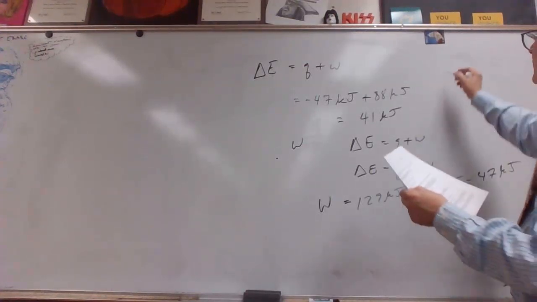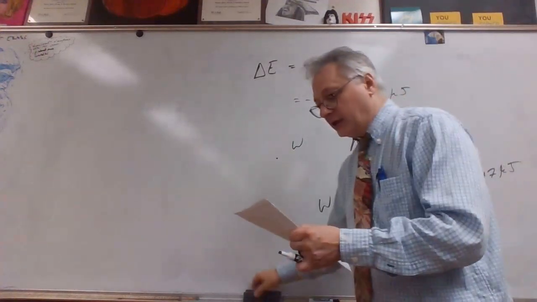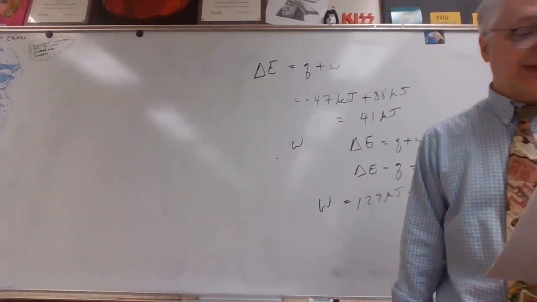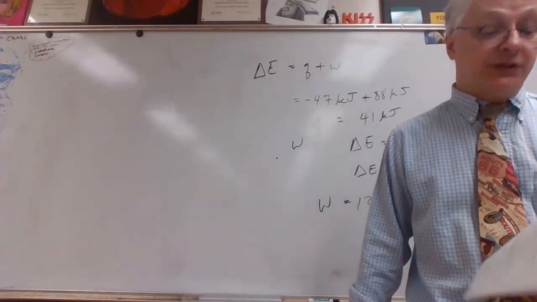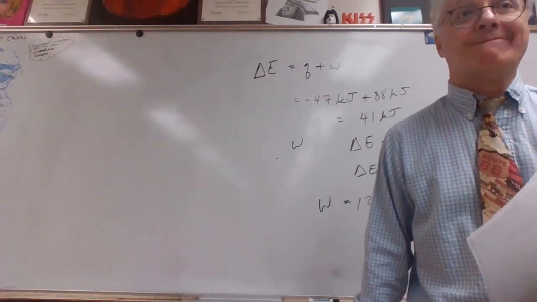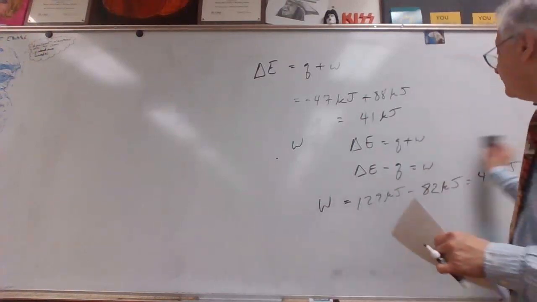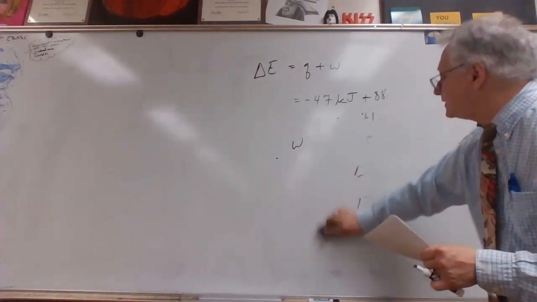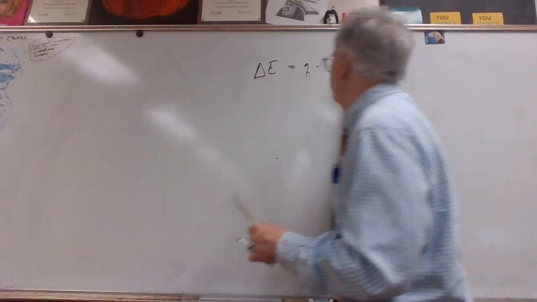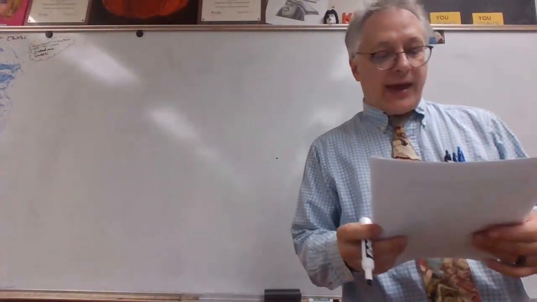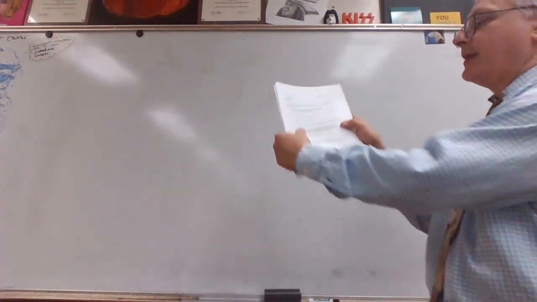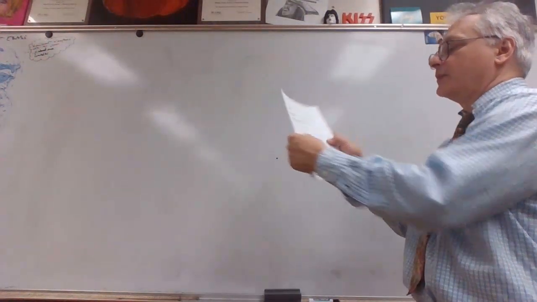Delta E, this is a real easy one. If Q is equal to positive 47 kilojoules and work is equal to 0, then the change in energy is just equal to 47 kilojoules. And in none of these cases is the system doing work on the surroundings, because they always have a positive value.